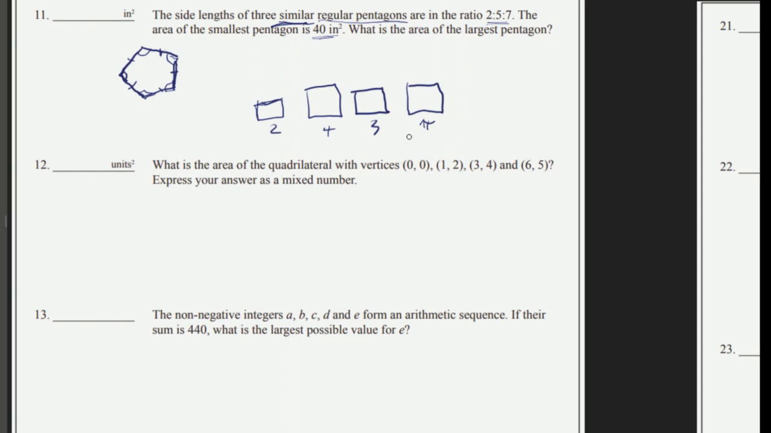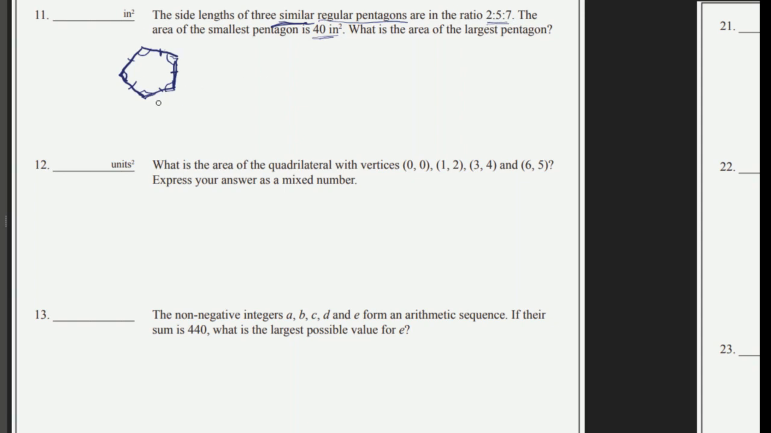Okay, so I guess all squares are similar. And all regular pentagons are similar, so they didn't actually need this word. I think it's just confusing, but anyway, they put it in there. All regular pentagons are actually similar. Okay. So the side lengths of three similar regular pentagons are in the ratio 2:5:7.